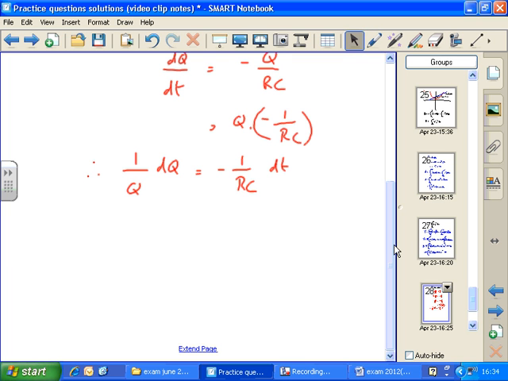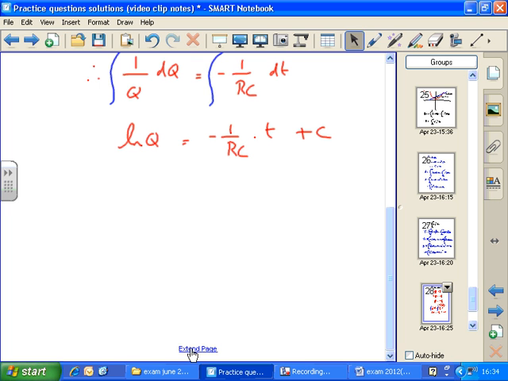Now I integrate both sides to solve the differential equation. The integral of 1 over q is log q, and this equals minus 1 over RC times t plus c. And that's the general solution of the differential equation. And in the exam, that might well be the first part of the question. So that's the general solution.